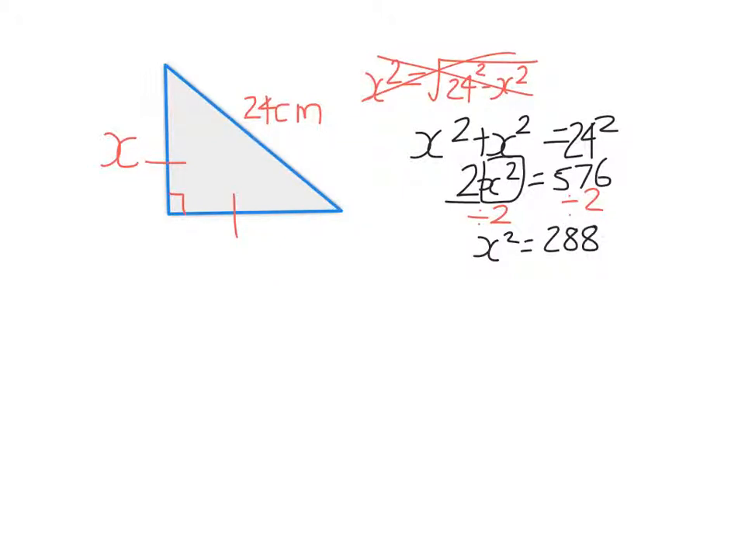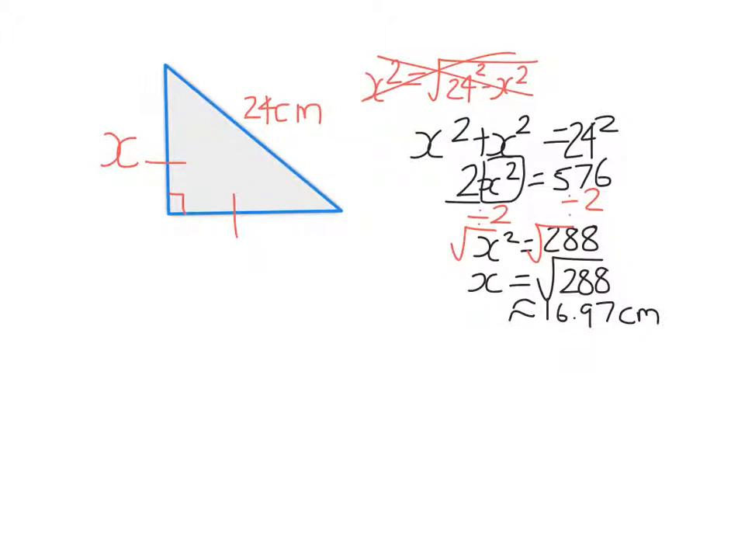And the way I undo squaring is, of course, I square root both sides. So square root of x squared and then square root of 288. Once again, that's the exact form, and to 2 decimal places, I think it's about 16.97 centimeters is the rounded answer. So make sure you do things in the correct order because, of course, if you don't, you will get the wrong answer. So we've gone through Pythagoras.